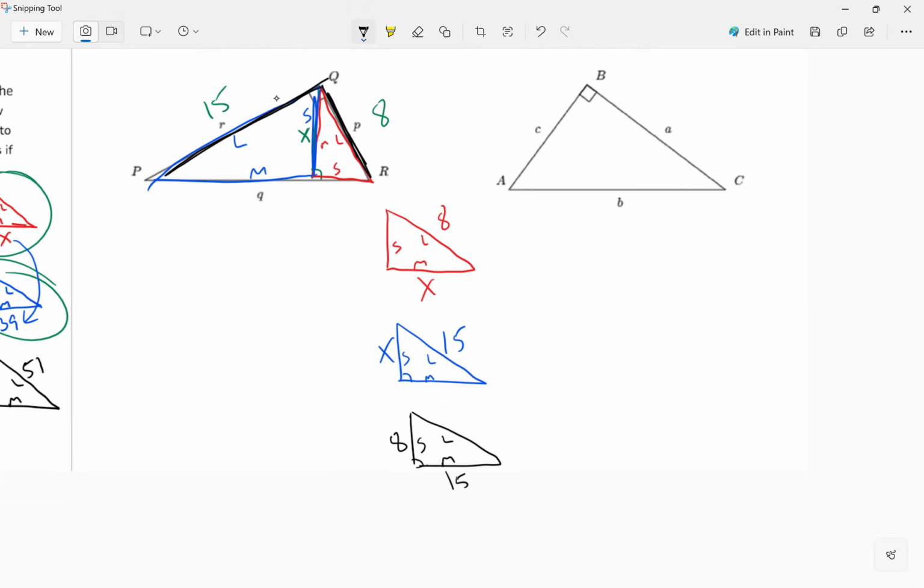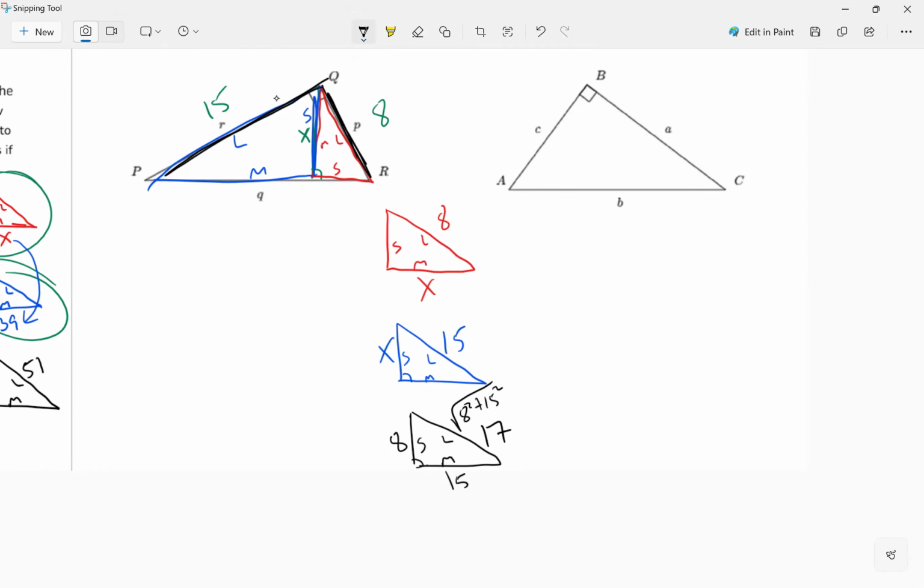Okay. So we've got to do this again. I see black, it's all numerical. So I'm going to do the square root of 8 squared plus 15 squared. And it tells me this side is 17. Okay. I know all 3 sides of the black triangle.